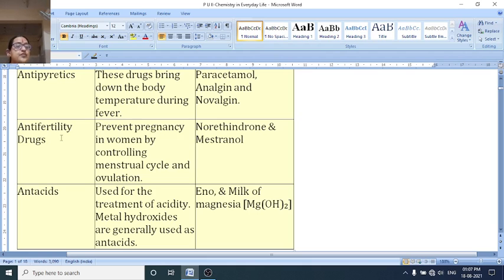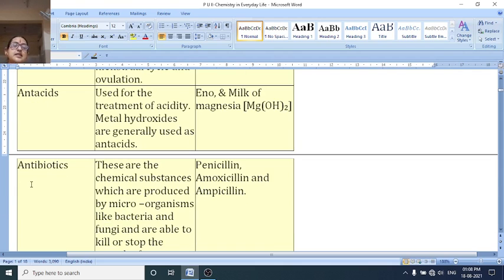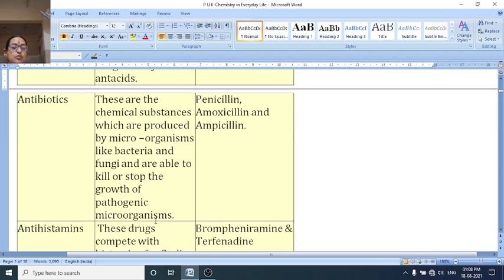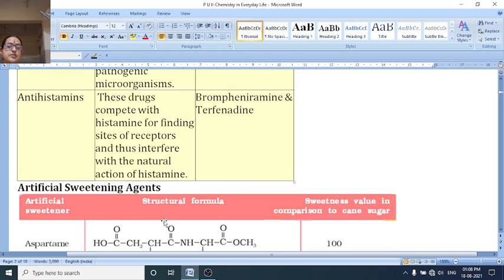Next drug is anti-fertility drug. It prevents pregnancy in women by controlling the menstrual cycle and ovulation. Next is antacids, used for the treatment of acidity; metal hydroxides are generally used as antacids. Next is antibiotics. These are the chemical substances which are produced by microorganisms like bacteria and fungi and are able to kill or stop the growth of pathogenic microorganisms. Next is antihistamines. These drugs compete with histamines for binding sites of receptors and thus interfere with the natural action of histamine.